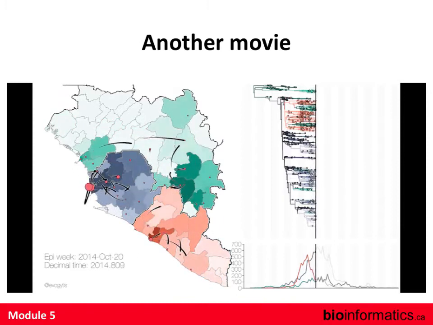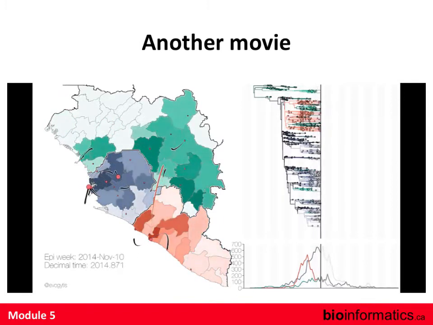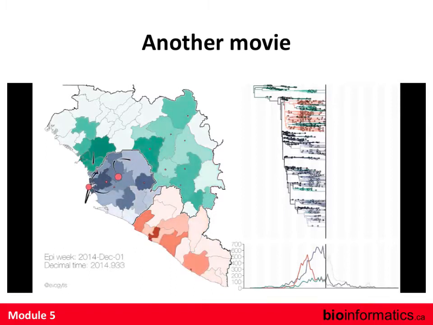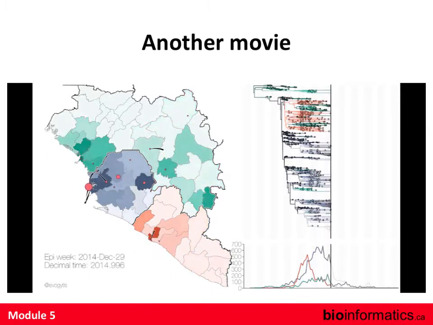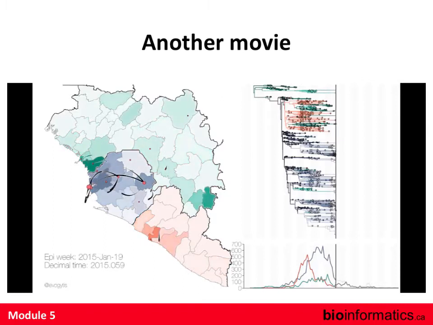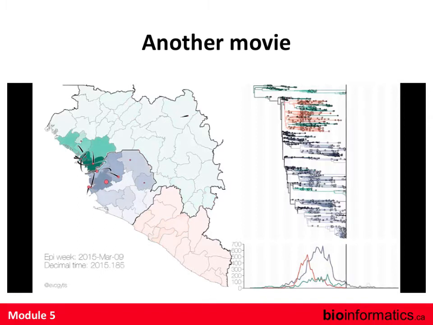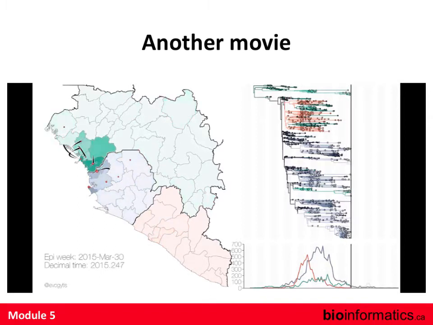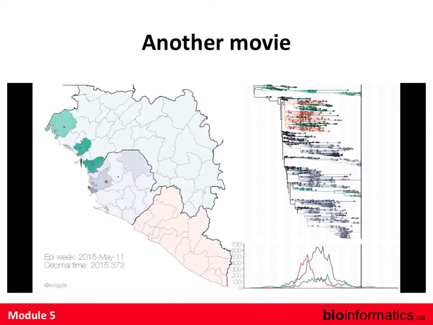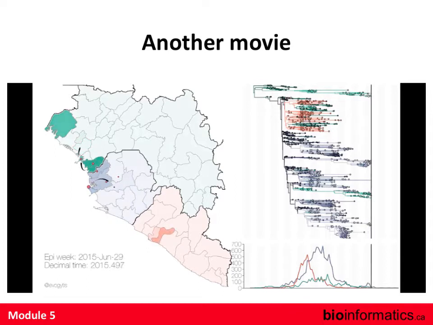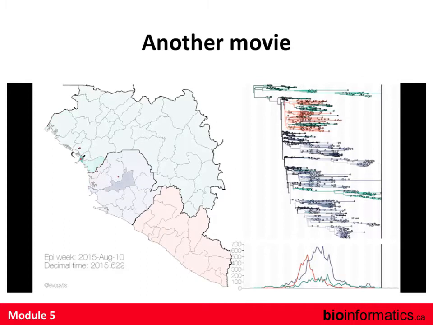Think about all the different visual cues that they're using. They're using size, they're using color, they're using this temporal information, curvature to distinguish from other types of information. It's pretty cool. Almost there. And you can see here's the end of the outbreak.